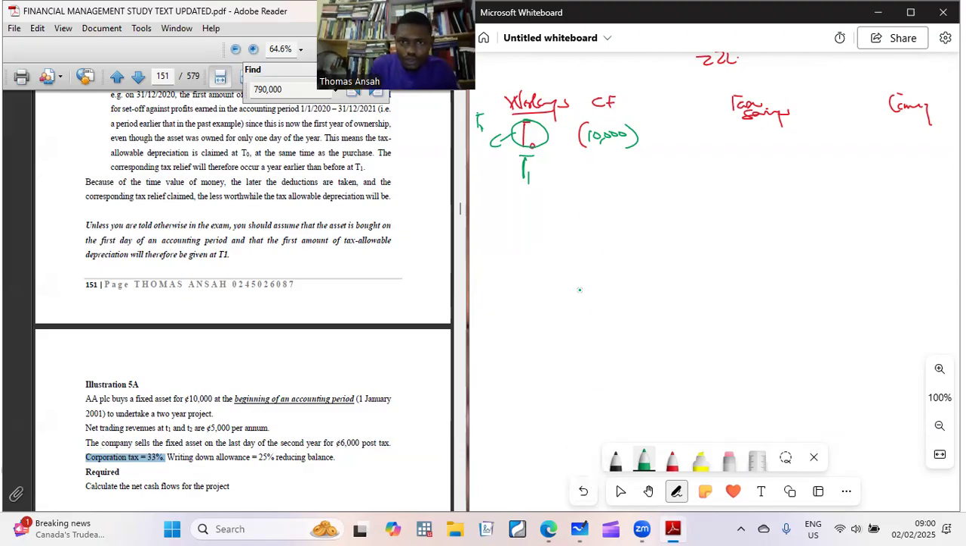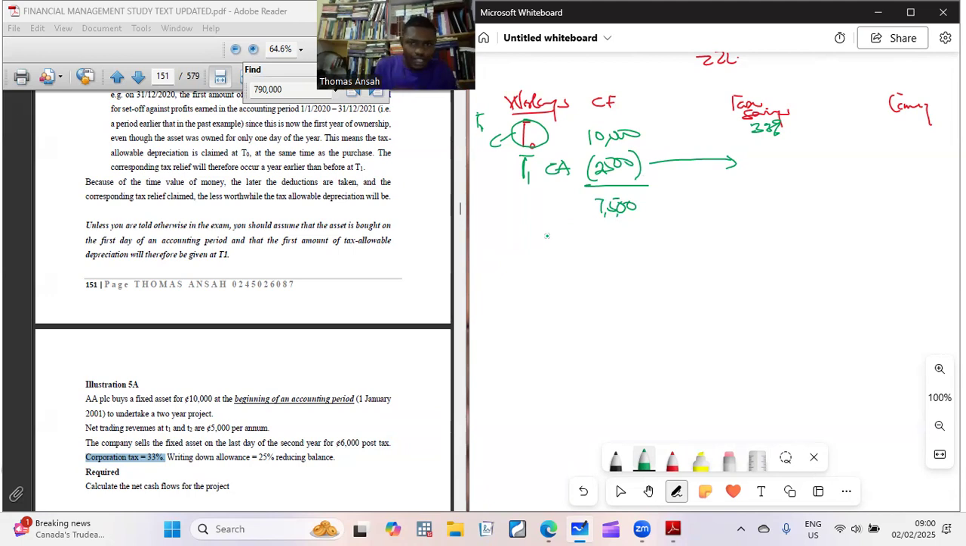All right, so let me remove these things. So it's 10,000, and the capital allowance is 2,500. So that is that. That's the capital allowance. And so we are going to calculate the tax savings on that capital allowance, and the tax rate is 33%. So we will do that. So the balance I get here is 7,500.